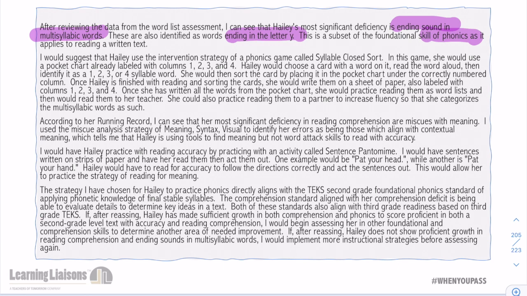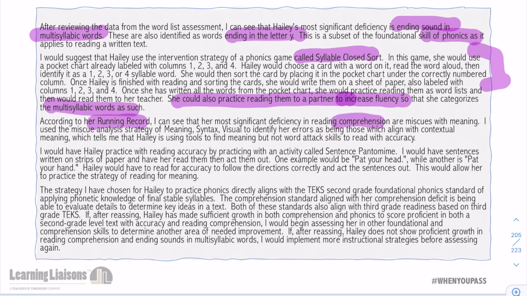So they wrote that the intervention strategy of a phonics game closed syllable sort was going to be used. They described the activity and said the purpose, that she would be practicing reading them to a partner to increase fluency of the multisyllabic words. So that was 2. Number 3, according to her running record, all right, so we are also hitting that evidence, right? We're talking about running record. We're talking about her errors on the word list.